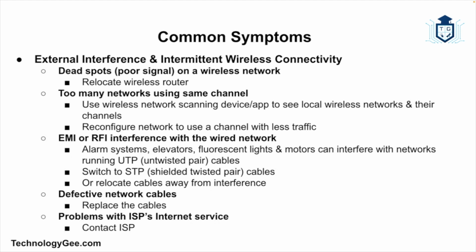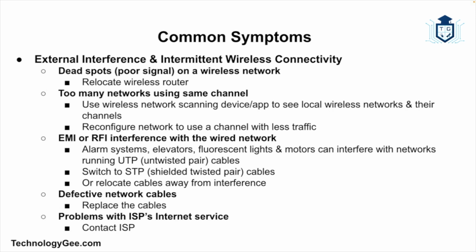Next symptom you might experience is external interference and intermittent wireless connectivity. Intermittent connectivity can be caused by the following, such as dead spots or poor signals on the wireless network. So you want to relocate the wireless router to solve that issue, or you may have too many networks using the same channel. So you want to use a wireless networking scanning device or app to see local wireless networks and their channels, then reconfigure the network to use a channel with less traffic.